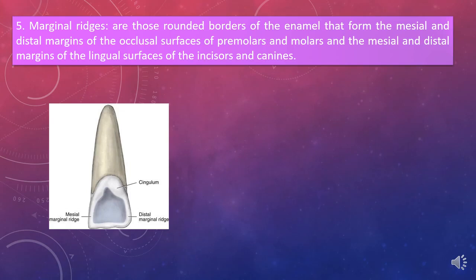Marginal ridges are those rounded borders of the enamel that form the mesial and distal margin of the occlusal surface of the premolars and molars and the mesial and distal margin of the lingual surface of the incisors and canine. هسه راح ناخذ اول شي المارجنال ريدج بالنسبة للanterior teeth.